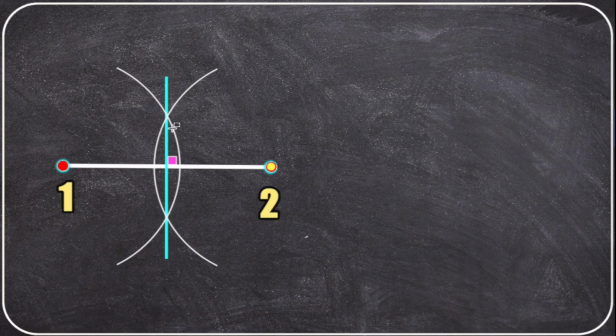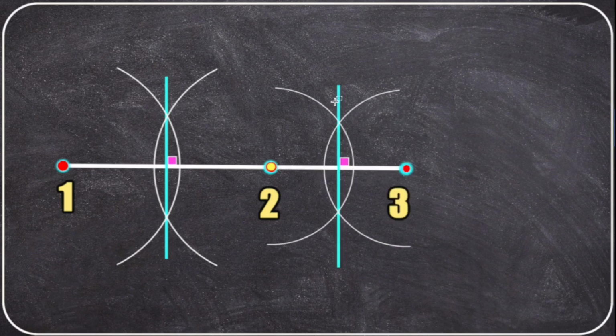The line that passes through the points where the circles intersect is perpendicular to the horizontal line, and it also bisects the horizontal line. The lengths of each side of the line are identical. Let's bring back the right hand side of the construction, and exactly the same thing happens here.